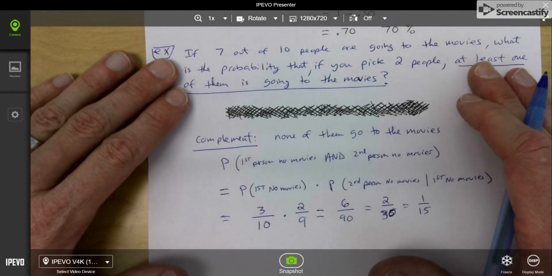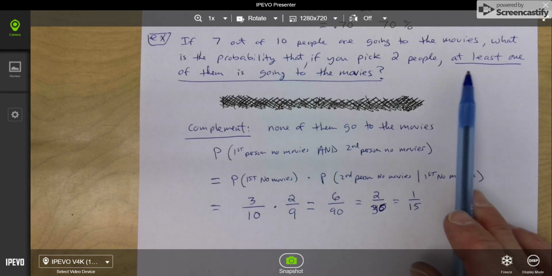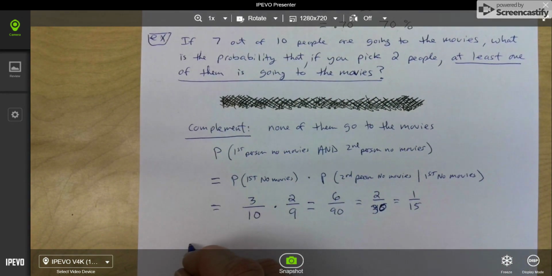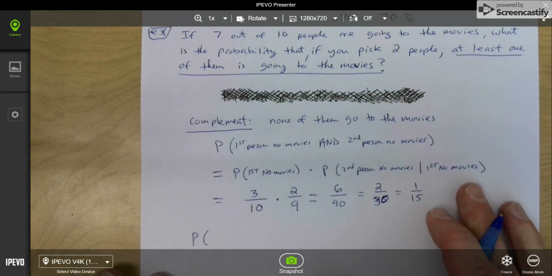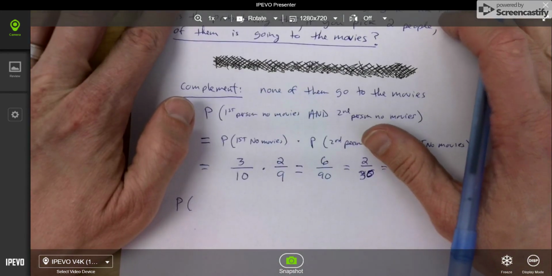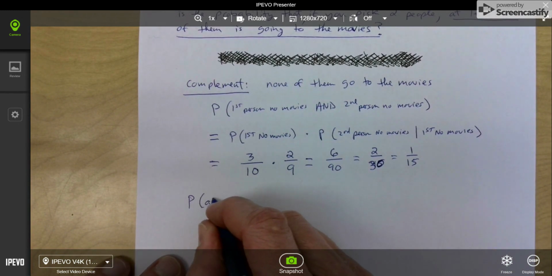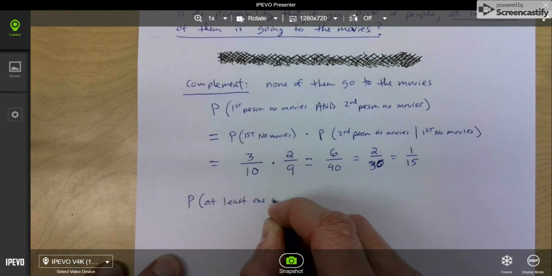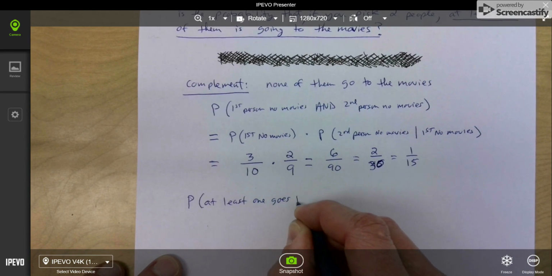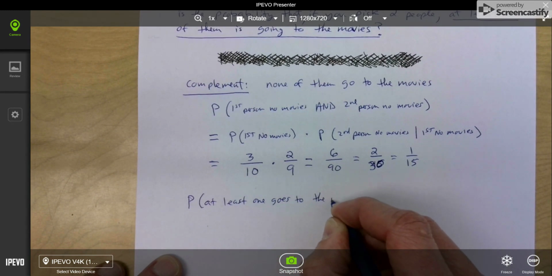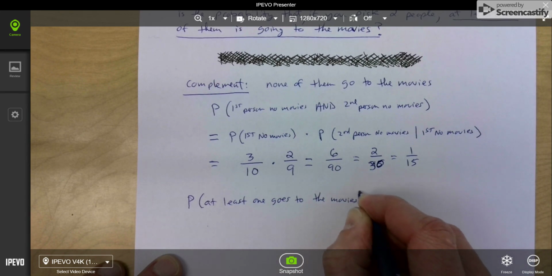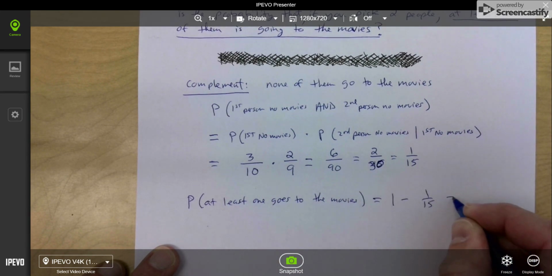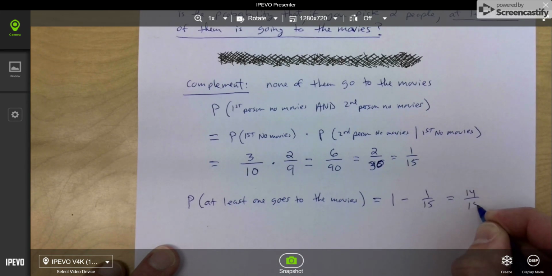Well, if we go back up to our question, what's the probability that at least one of them is going to the movies? Well, now we have to think, okay, I'm going to figure this out. What's the probability at least one goes to the movies? Well, what that's going to be is 1 minus 1/15, which is equal to 14 over 15.